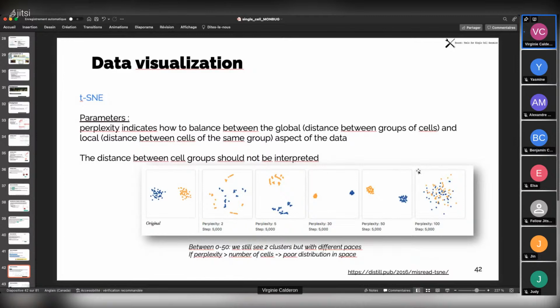Something really important in t-SNE is that the distance between cell groups should not be interpreted. It's not because cluster 1 and cluster 4 are distant that cluster 1 is closest to cluster 2. You cannot interpret the distance between the clusters. It's a projection on a plane of a 3D object. So be very careful with this.